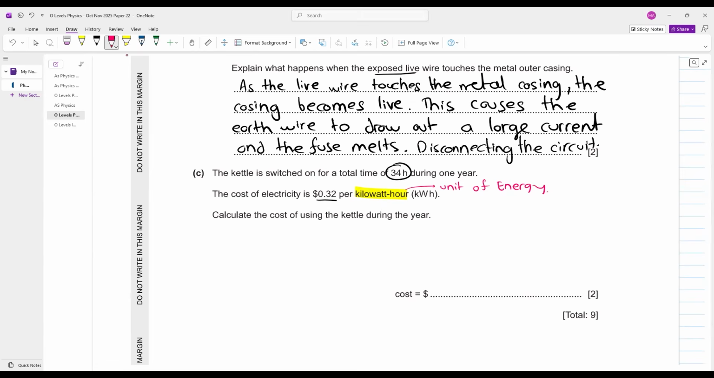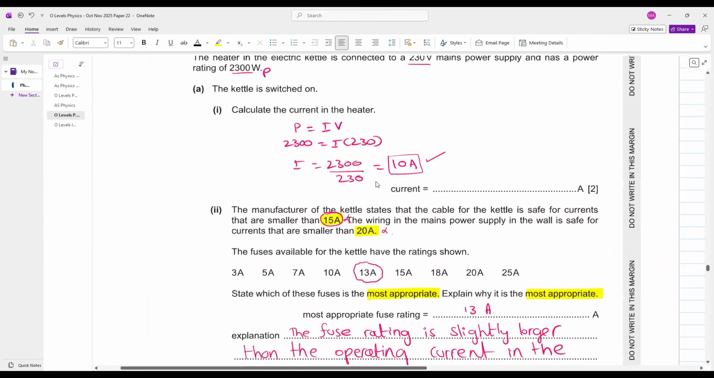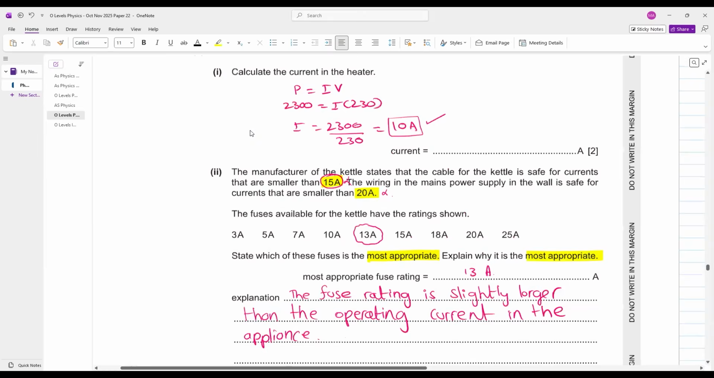अच्छा सर, एनर्जी का फॉर्मूला क्या होता है? एनर्जी इज इक्वल टू पावर इनटू टाइम. बेटा जब भी आपने एनर्जी को किलोवाट आवर में निकालना है, योर पावर शुड बी इन किलोवाट, टाइम शुड बी इन आवर्स. व्हाट इज योर पावर ऑफ द केटल? केटल की पावर क्या है भाई? केटल की पावर इज 2300.